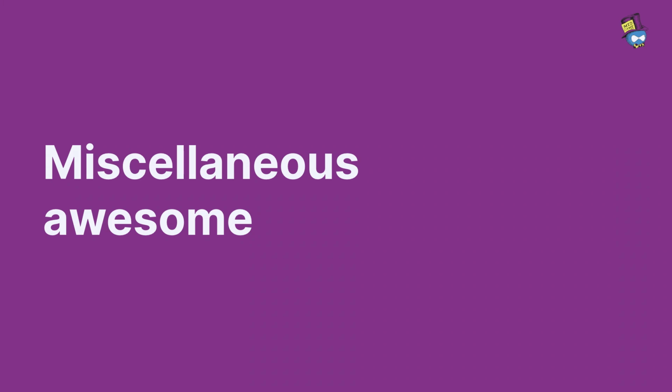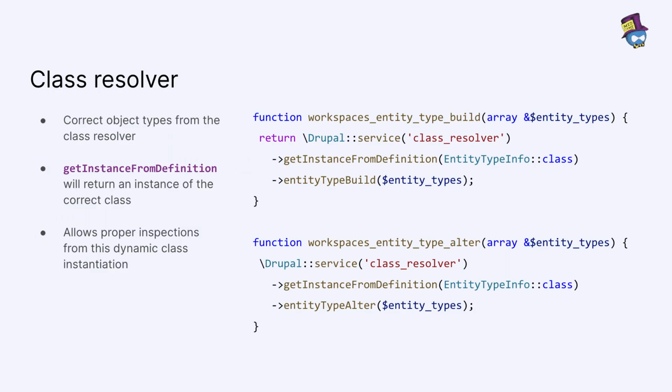And then there's some miscellaneous awesome sprinkled into there. There is a thing called the class resolver. If you've ever looked at the content moderation or workflow modules, they use this thing called the class resolver. It's for when you have a class that uses dependency injection, but it's not a service, you would use this class. Oh, and hey, the example is from Workspaces. I was looking at the notes.